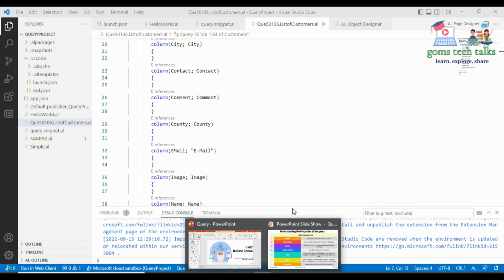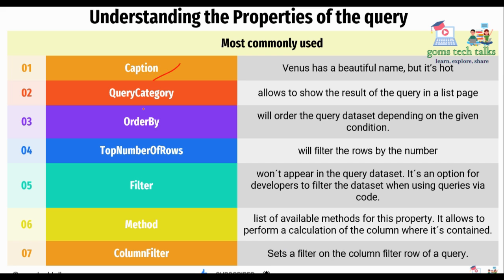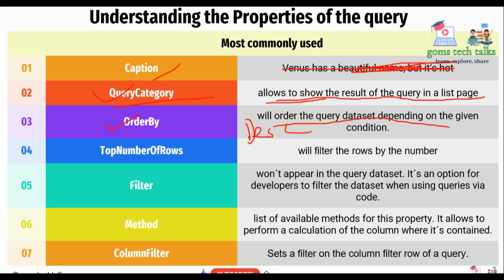Apart from this, we have other properties as well. That is a query category, which allows you to show the result of the query in a list page. So in the list page, if you wanted to display that, you can use a query category. Next, in the next video we'll be discussing order by. This will order the query data set based on the condition, whether in descending or ascending order. Top number of rows, for example, as we discussed, if you want to fetch the top 5 customers, so this is the top number of rows.